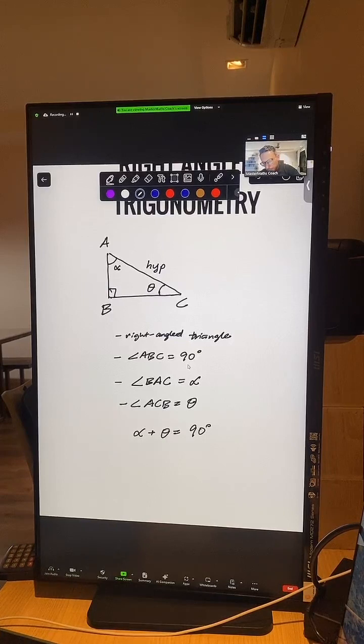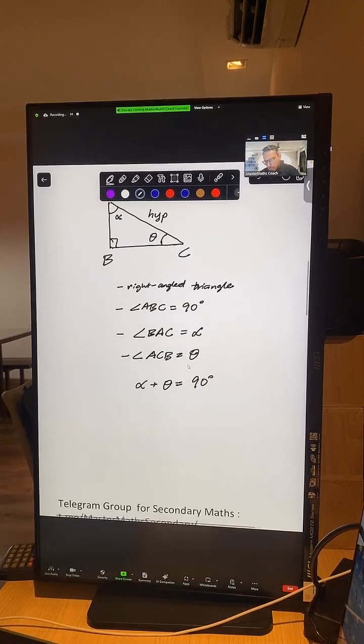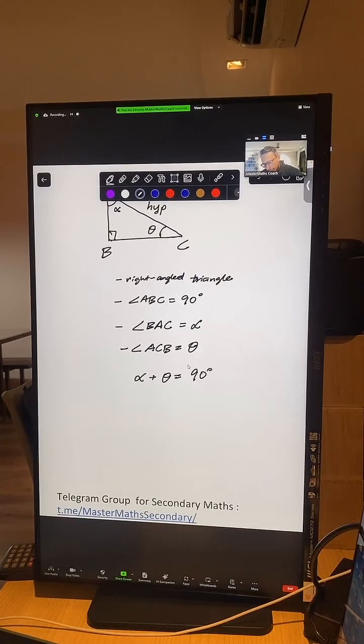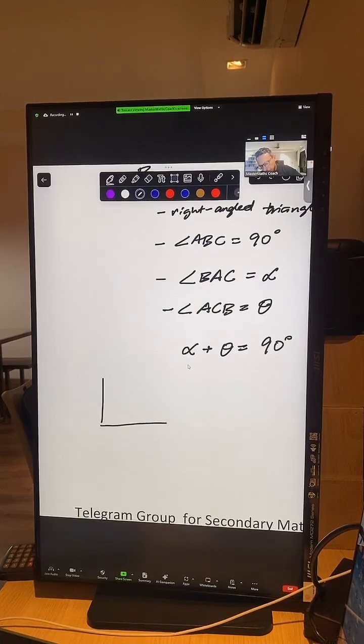Now, say I want to find a particular length, and I only have one side. Let's call this triangle XYZ. Let's say I'm told that this side here is 5 cm, and I'm asked to find the hypotenuse. I know that this is a right angle.